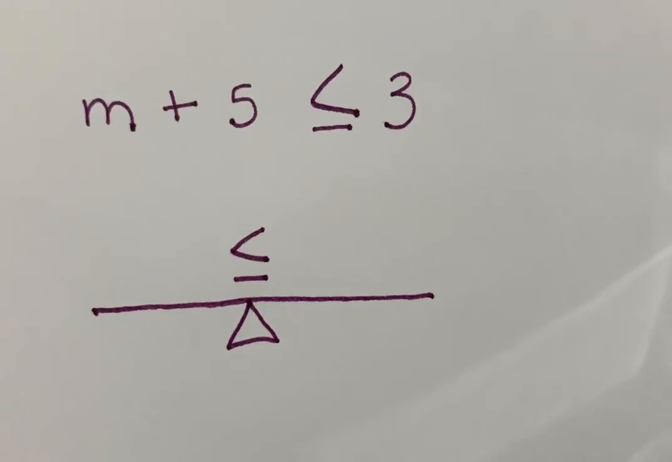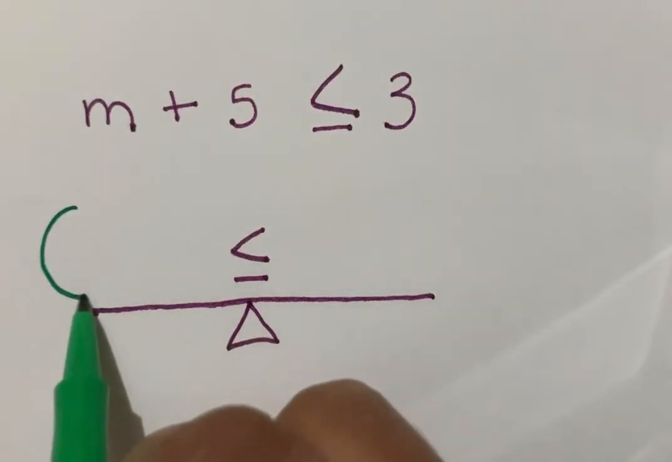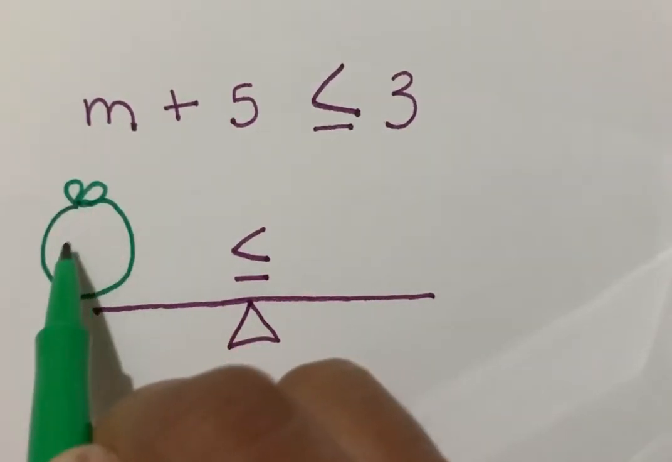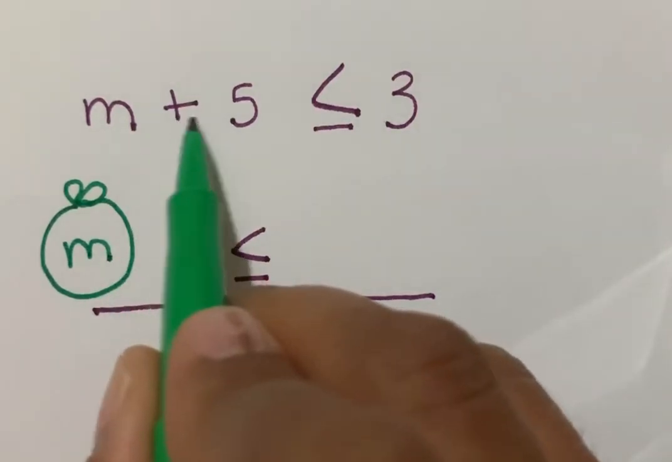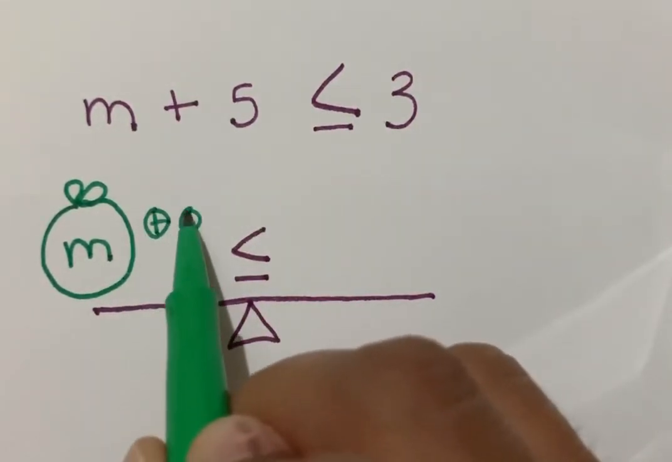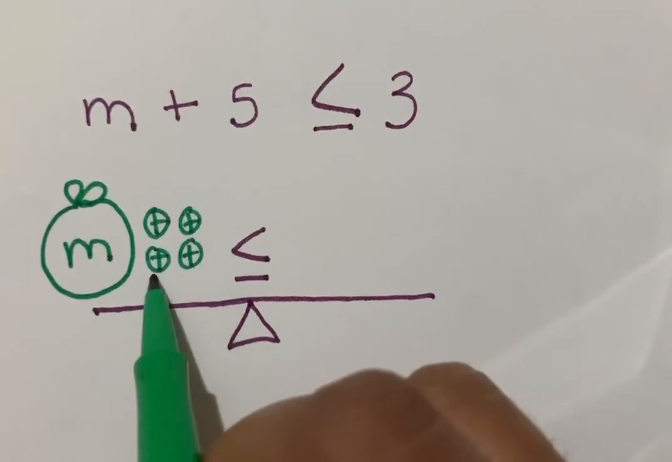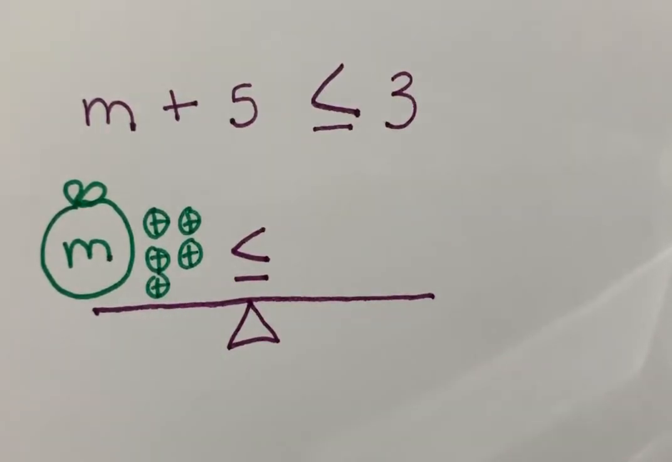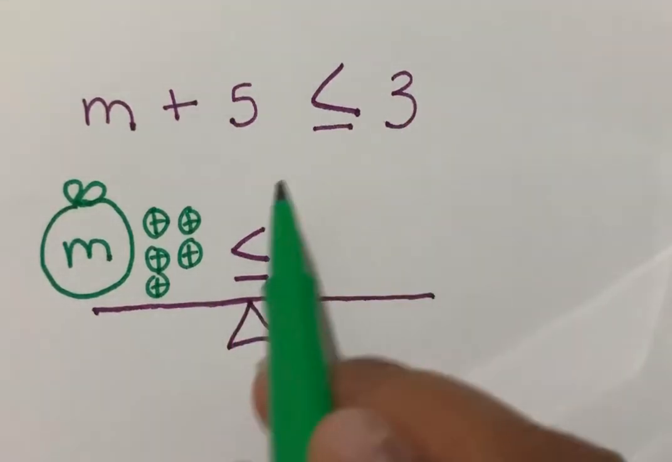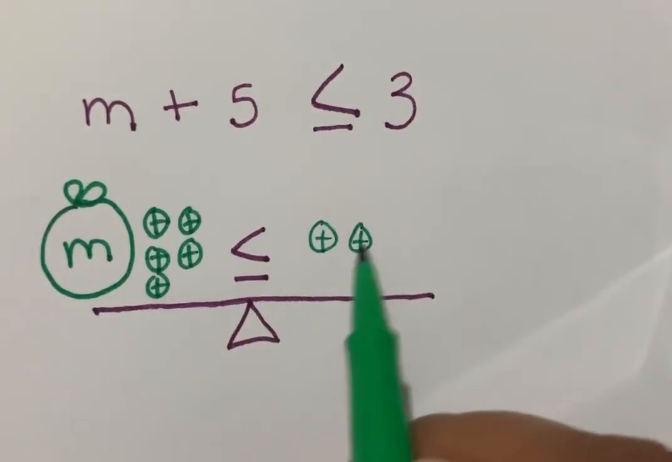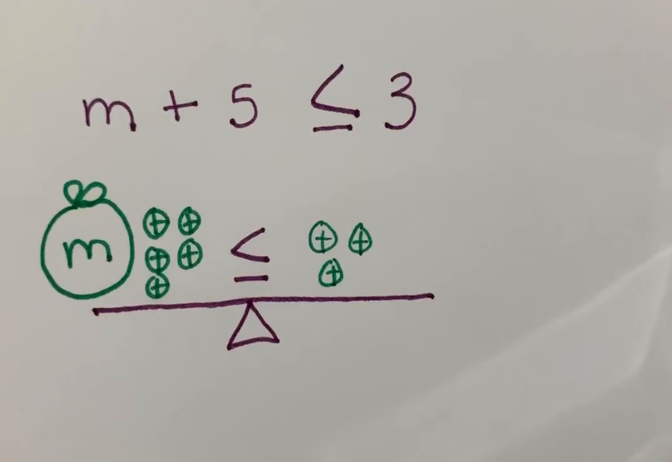And so I'm going to use pouches and coins. My pouch is m, because I don't know how many coins I have in my pouch, plus 5 positives. And it has to be less than or equal to 3 positives. So the goal is to figure out how much is inside the pouch. And yes, I know this is probably one you can solve in your head, but I want you to understand conceptually what is happening to this particular inequality.